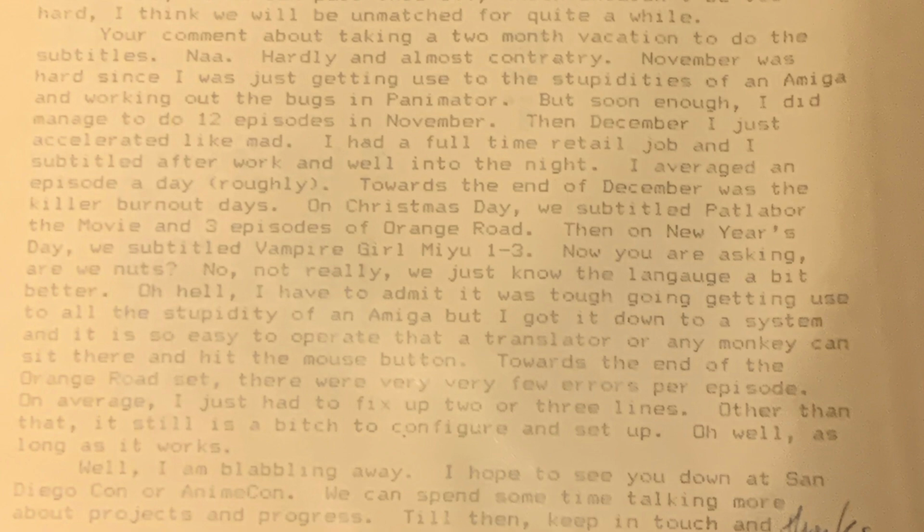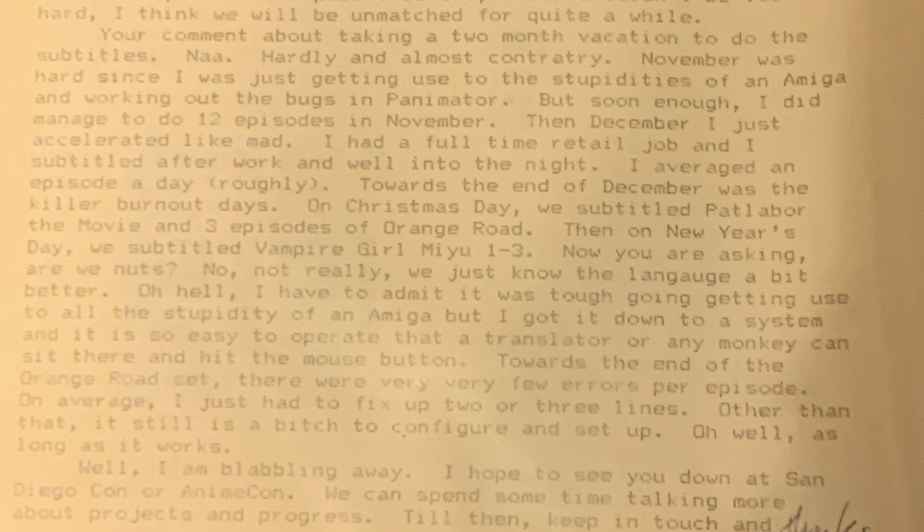As I said, there are 48 episodes of Orange Road. I started late that time, they seem to indicate November. Soon enough, I did 12 episodes in November, so there were probably about 36 episodes of Orange Road left. Throughout the rest of November into December, I literally did an episode a night or two, right?